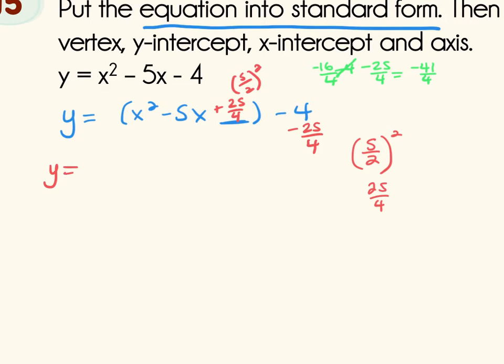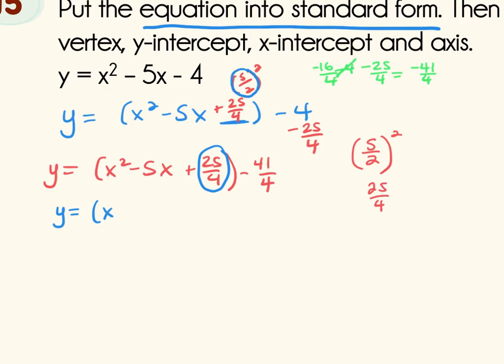So I'm going to rewrite my equation. Now I factor. So I'm going to square root the first term, square root that last term, which is the same as what we did before we squared it here, that 5 halves. Bring down the sign from the middle. Put it in the parentheses and square it. Don't forget the square. That's what makes it quadratic. Minus 41/4.